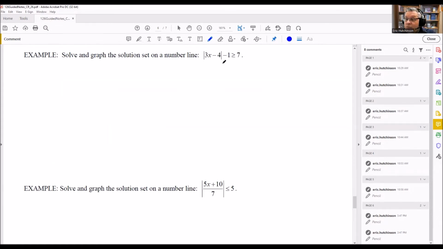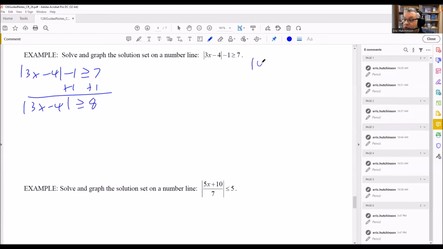Okay, now for this problem, we see that the absolute value is not isolated. So the first step would be to isolate the absolute value. So we have the absolute value of 3x minus 4, minus 1, greater than or equal to 7. So the first step would be to add 1 to both sides to get the absolute value by itself. Okay, so we'll do that first. We get greater than or equal to 8.